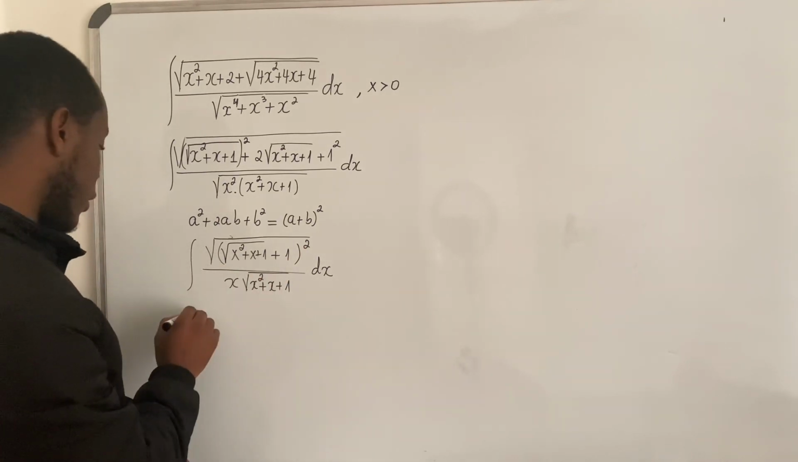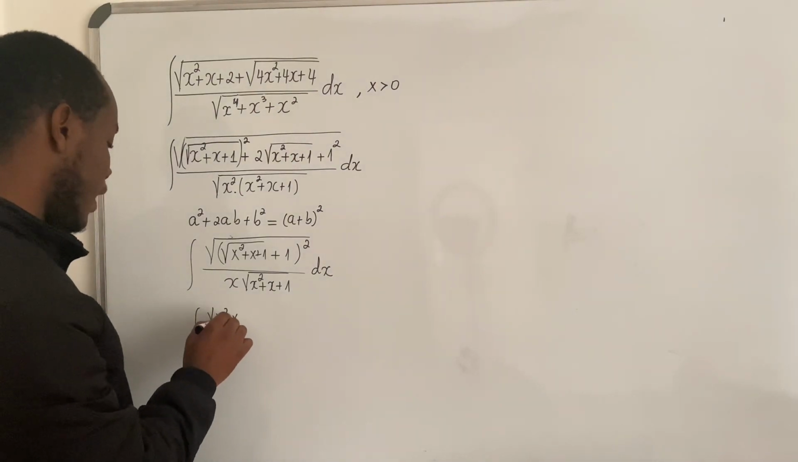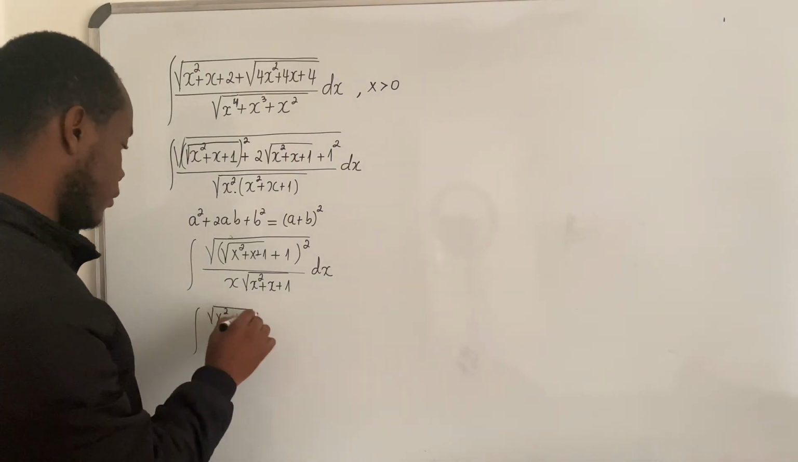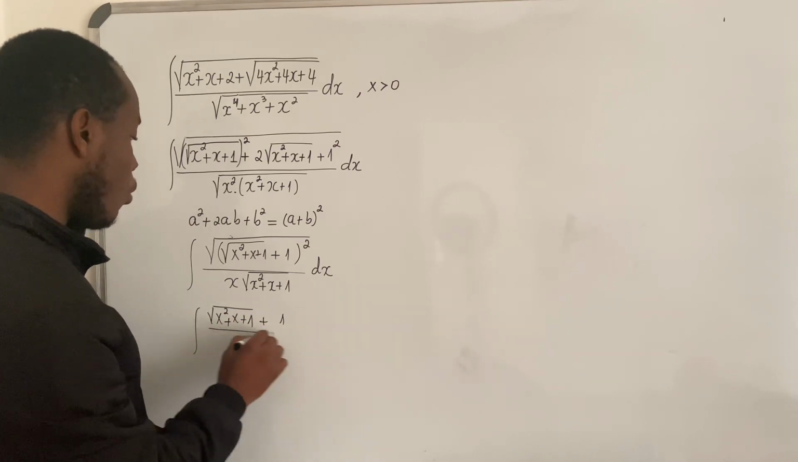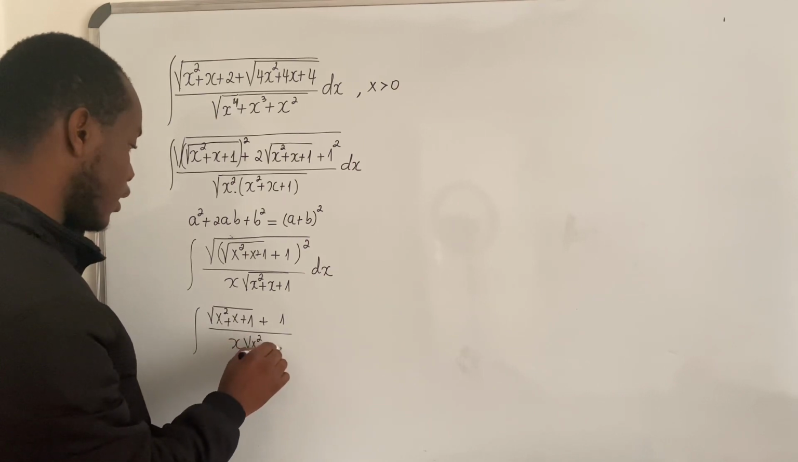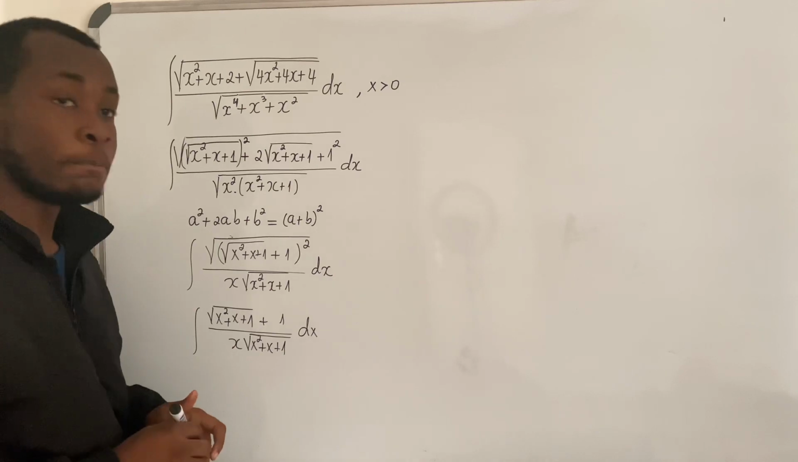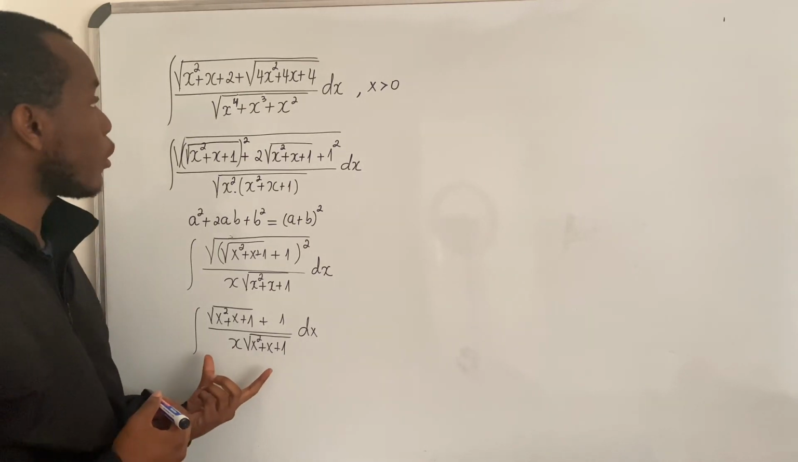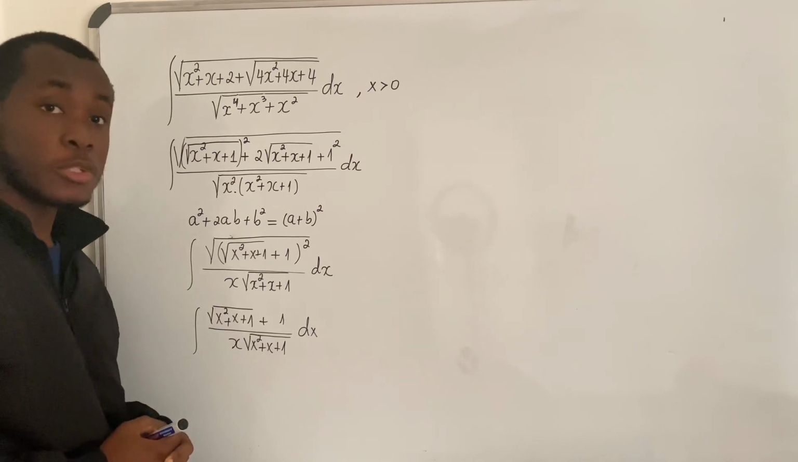So what are we going to have? We're going to have the integral of the square root of x squared plus x plus 1 over x times the square root of x squared plus x plus 1, all dx. Okay, so that's the expression that we're going to get. So that means we reduced all this expression into this expression.